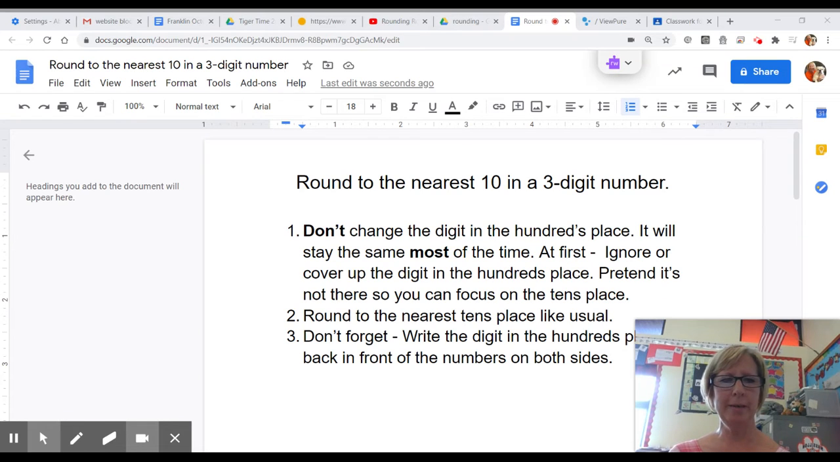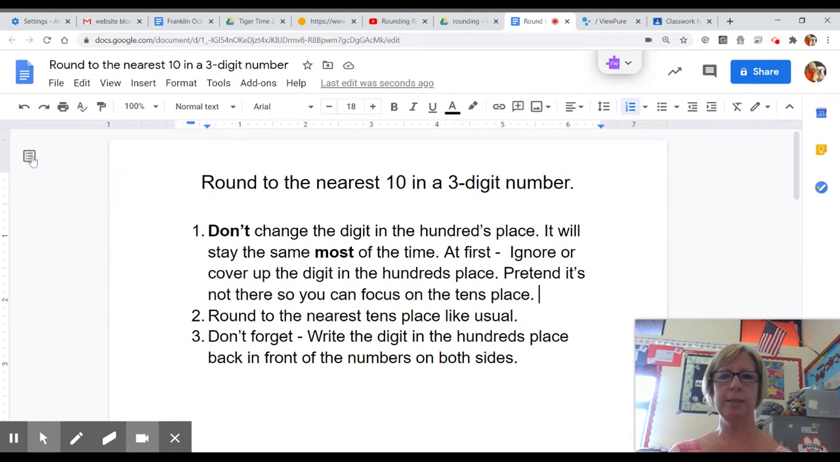Good morning, everybody. I am going to work with you on a new concept in math. You already know how to round to the nearest 10 in a two-digit number. You already know how to round to the nearest 100 in a three-digit number. So we're going to combine that, and I'm going to teach you how to round to the nearest 10 in a three-digit number. A couple things I want you to follow along with me. Some of it's new, some of it's not new.